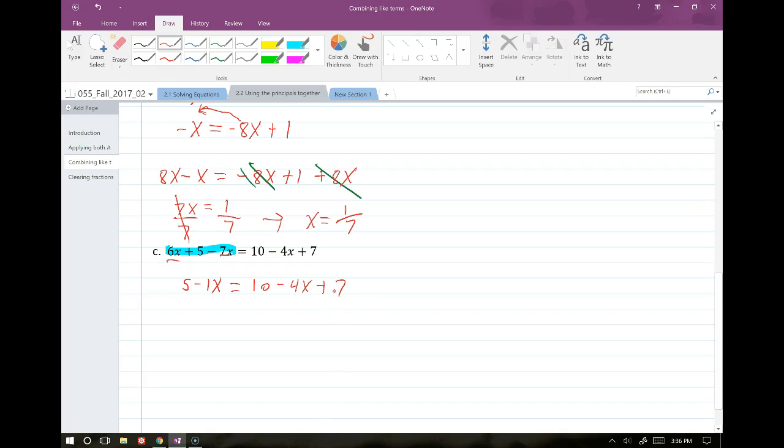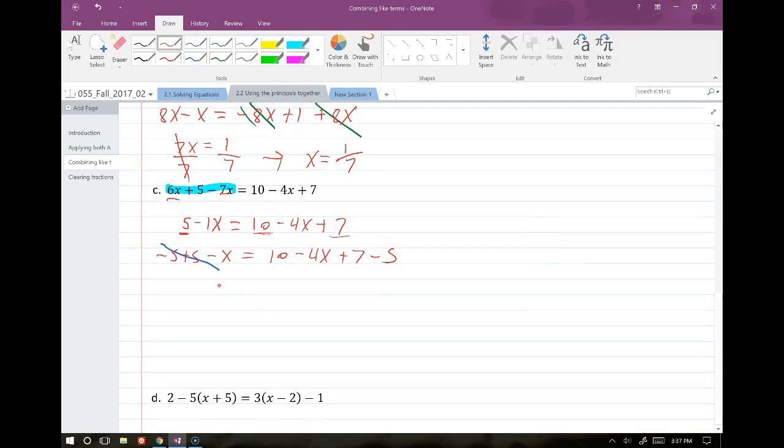All right, do you want to handle the constants or the variables first? Constants? All right, let's do that. So this is a 5. We want to add the opposite of that on both sides. So we have minus 5 plus 5 minus x, and that's equal to 10 minus 4x plus 7 minus 5. I could have combined these terms on the last step too. All right, so the 5s go away, and then we have negative x is equal to 10 plus 7 minus 5, that's 12, minus 4x.